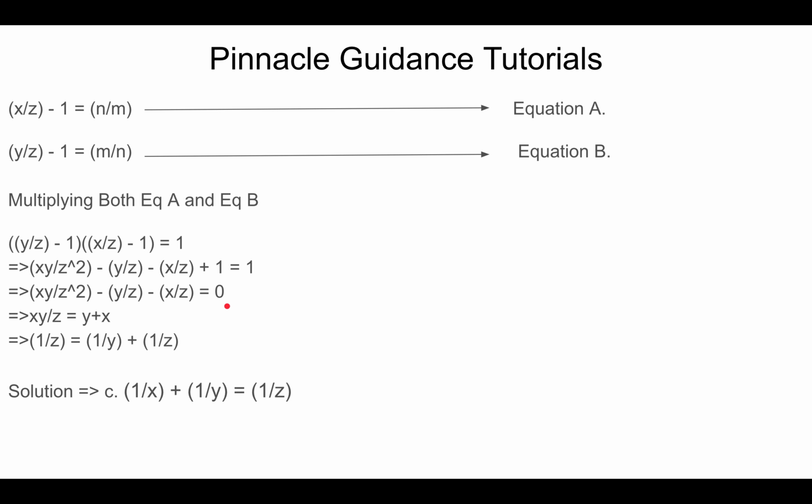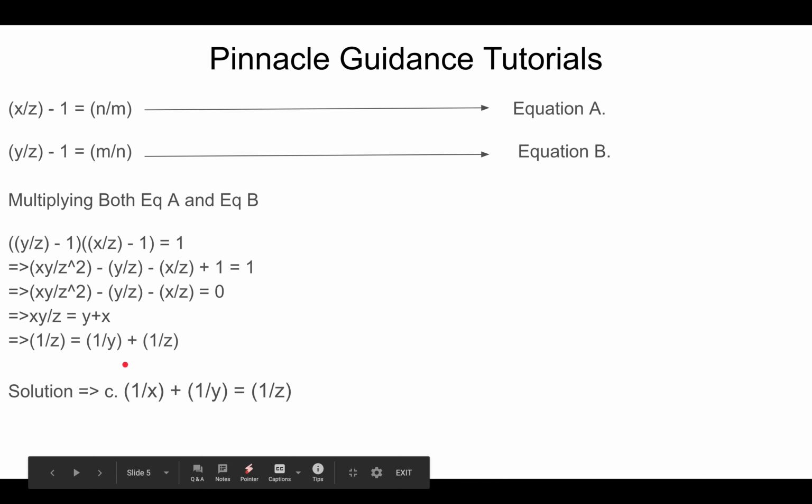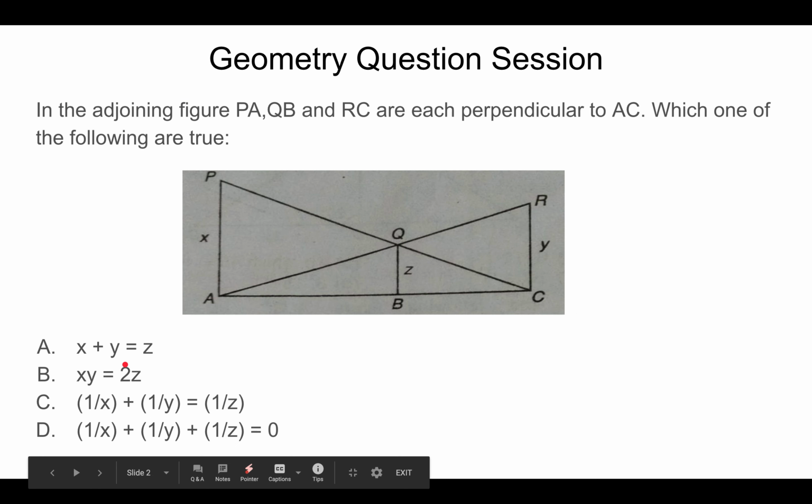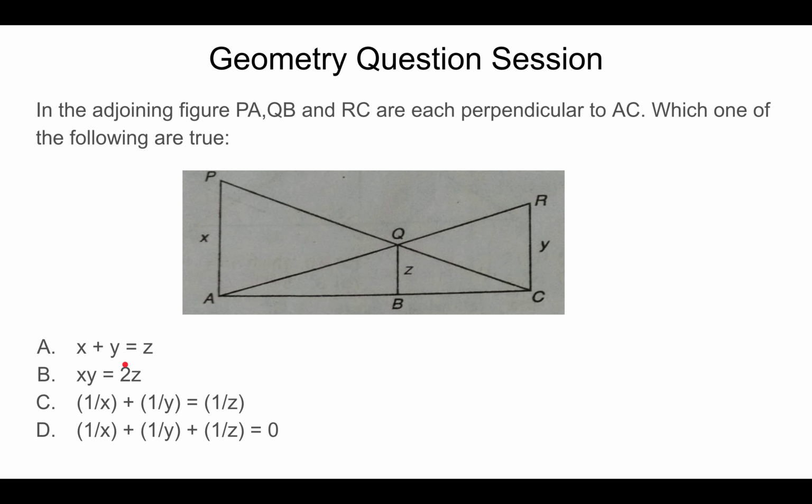Okay, move it to the next side. So it's like XY upon Z is equal to X plus Y. So we can say that 1 by Z is equal to 1 by X plus 1 by Y. So our final solution is this. But if you solve this way, fine, you'll get your answer, no issues.